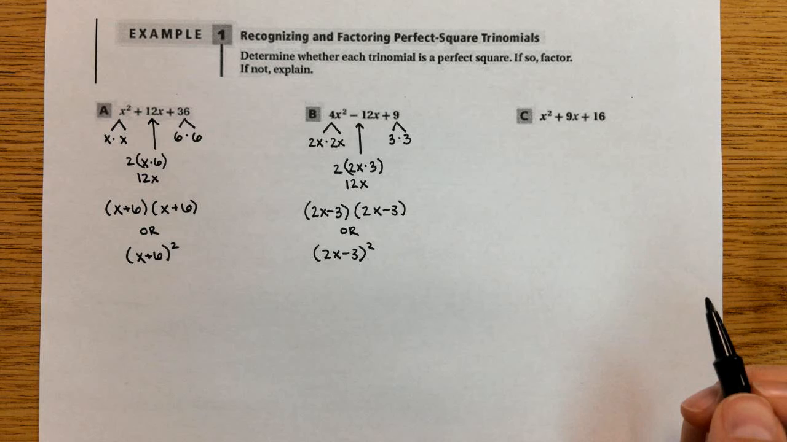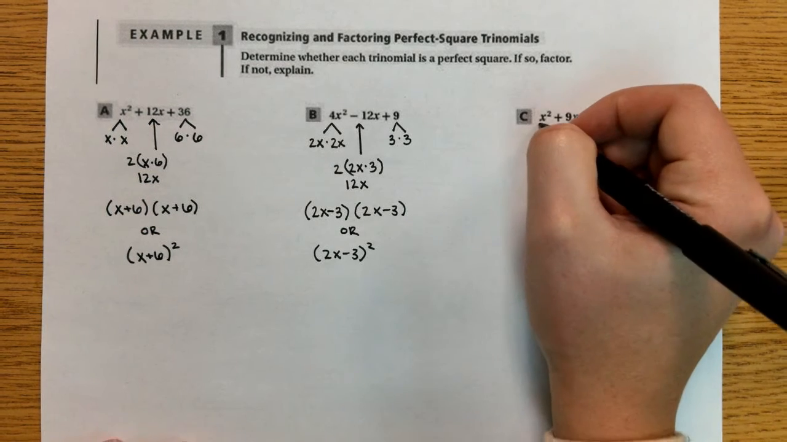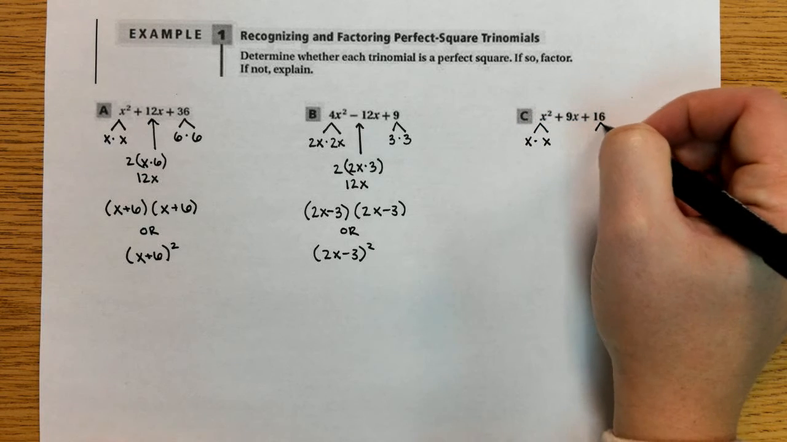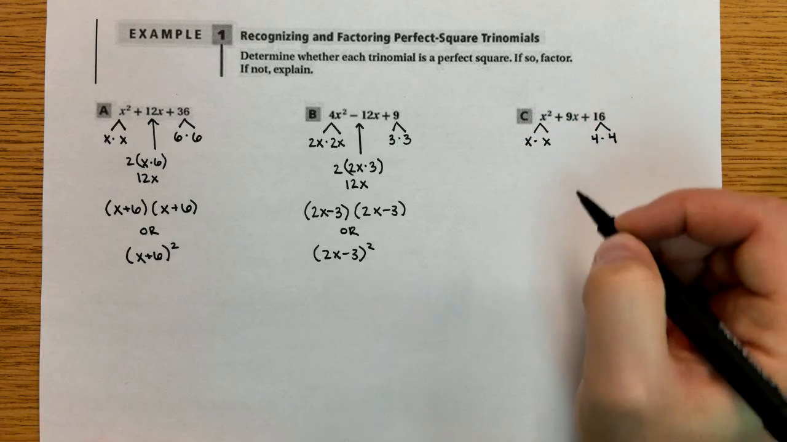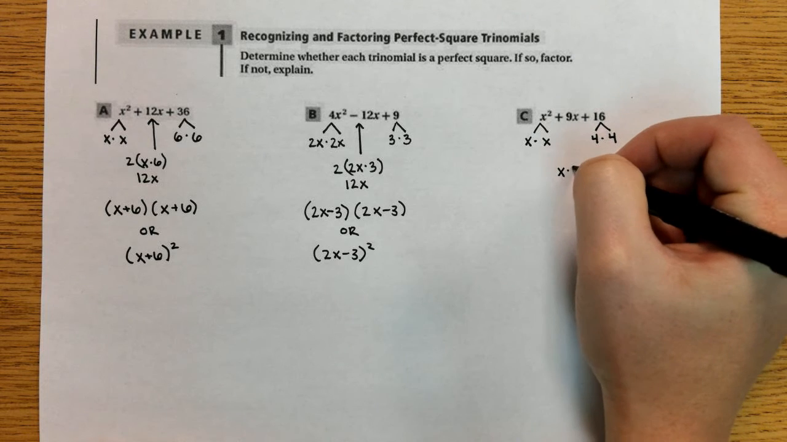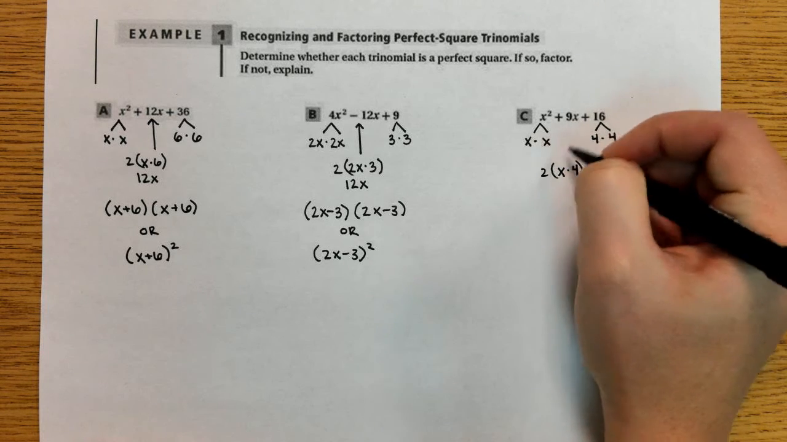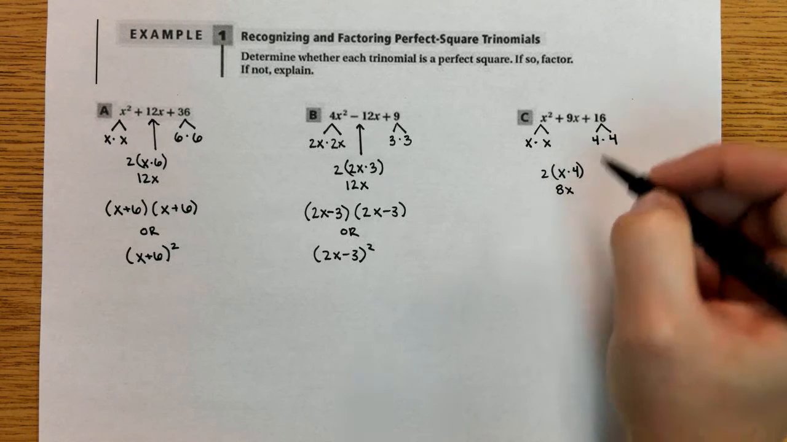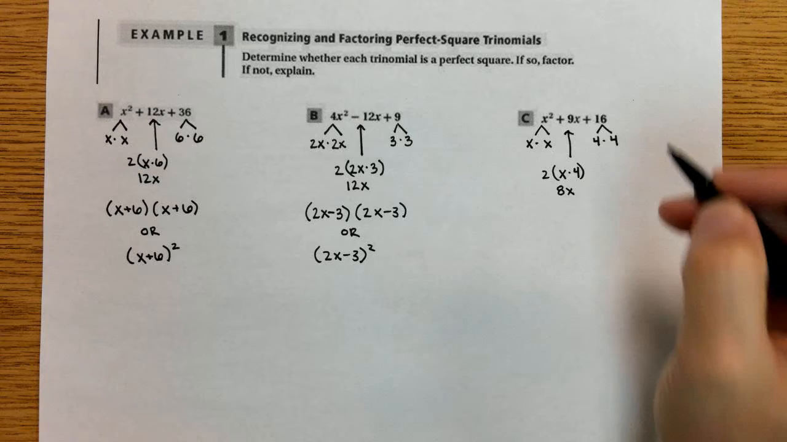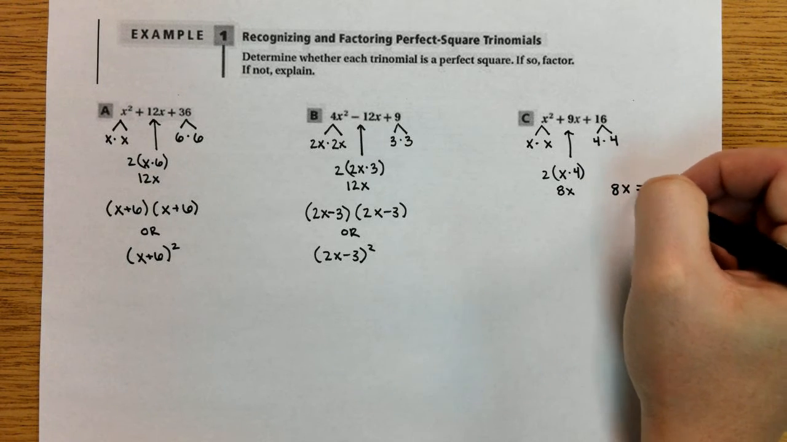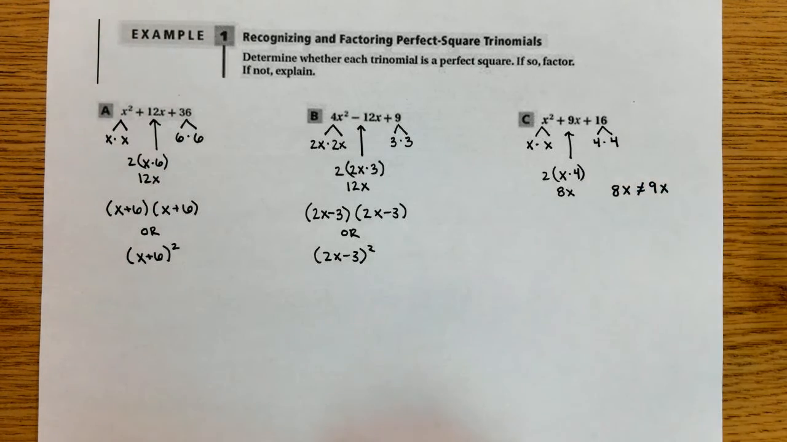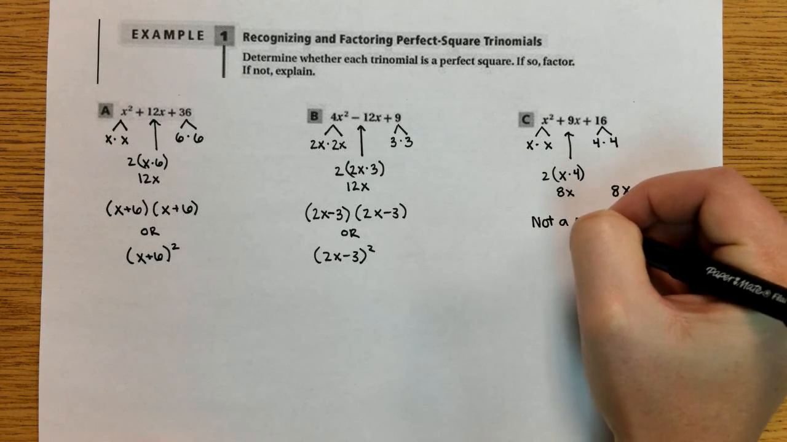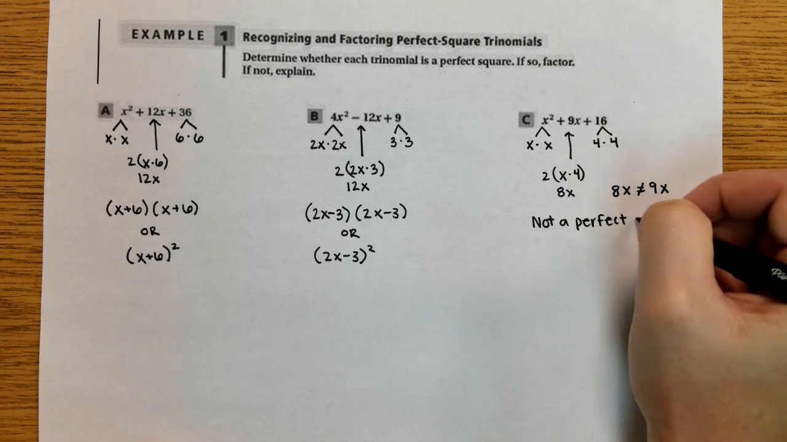For C, we have x squared plus 9x plus 16. X squared can be rewritten as x times x, and 16 can be rewritten as 4 times 4. For this middle term, we're going to have x times 4 and times that by 2. X times 4 is 4x, times 2 gives us 8x. We want 9x. 8x does not equal 9x. So therefore, this is not a perfect square.